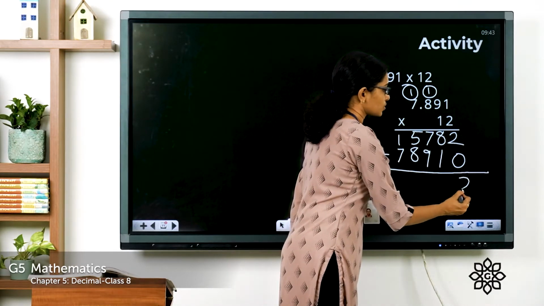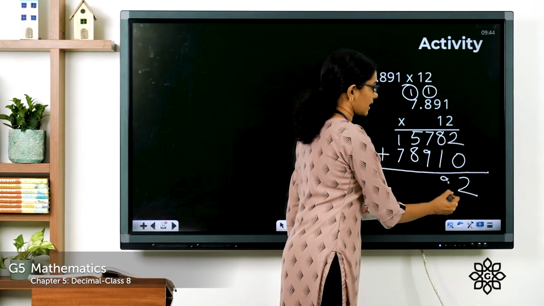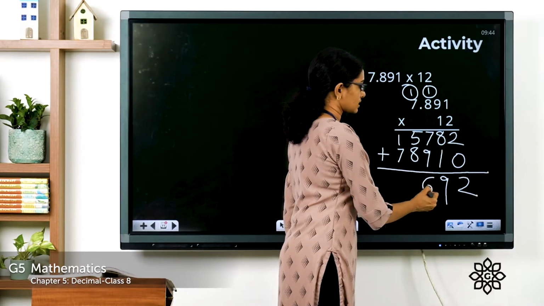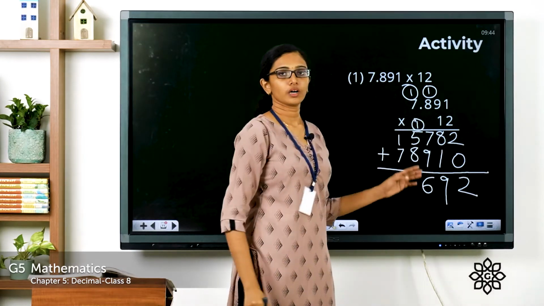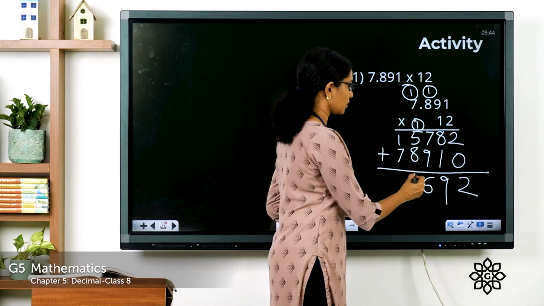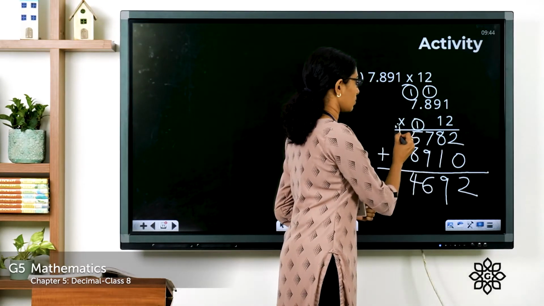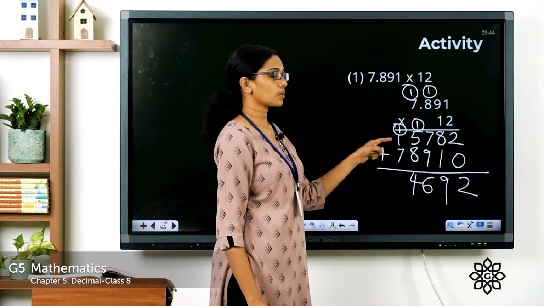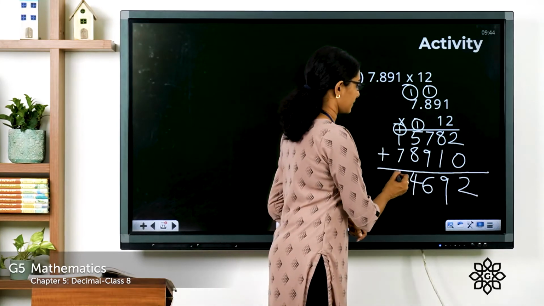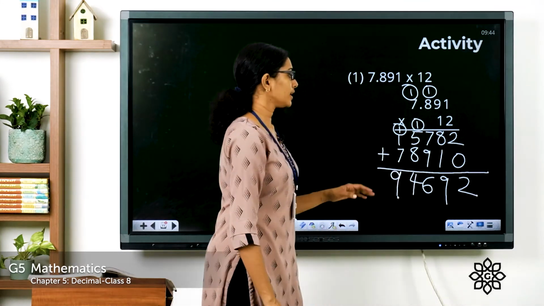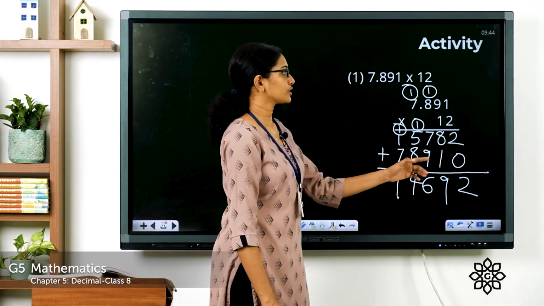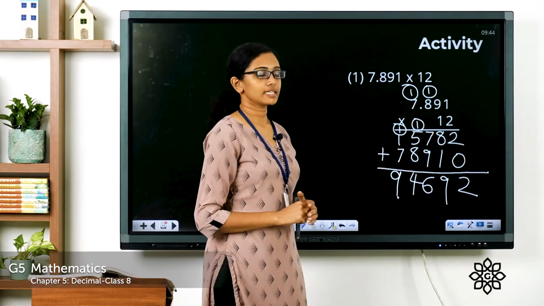2 plus 0, 2. 8 plus 1, 9. 7 plus 9, 16. A carry over 1. 8 plus 5, 13 plus 1, 14. A carry over 1 to the next place. 7 plus 1, 8 plus 1, 9. So we got the product 94692. Now we have to put the decimal point.